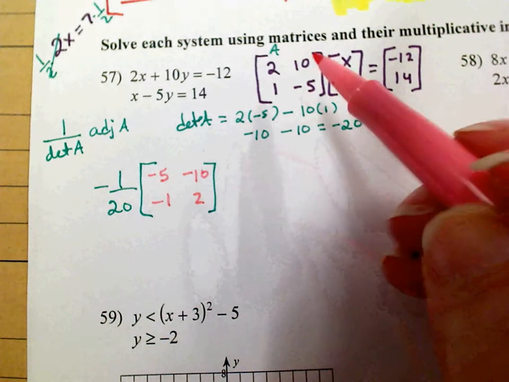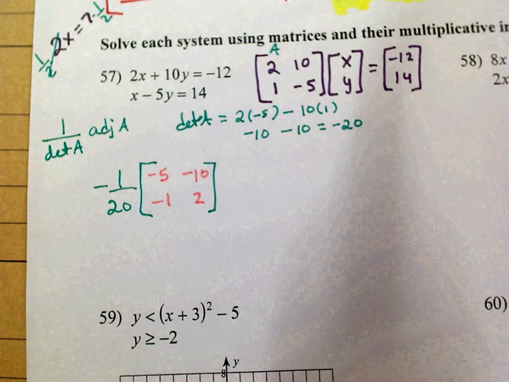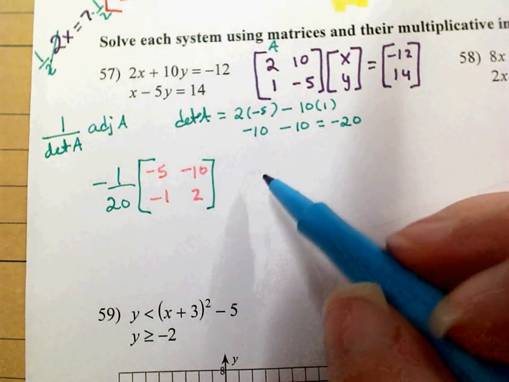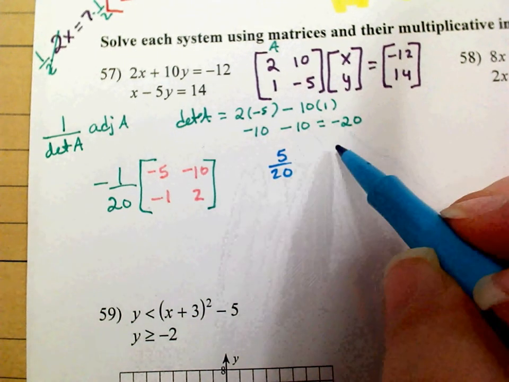What do I do with that negative 1/20th? I multiply, I distribute it, right? Do I simplify with the 20? No. If you simplify, then you're going to have to find common denominators, so we just leave it as is and call it good. So I've got 5/20ths in the first one, 10/20ths in the next one, 1/20th, and then negative 2/20ths, yeah?